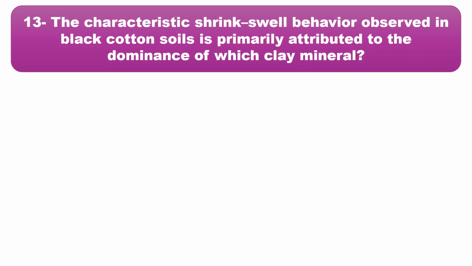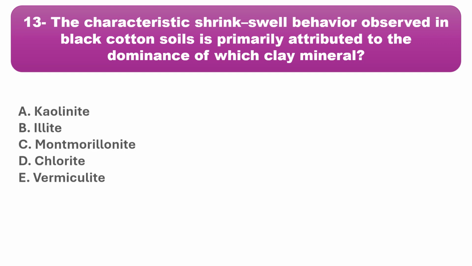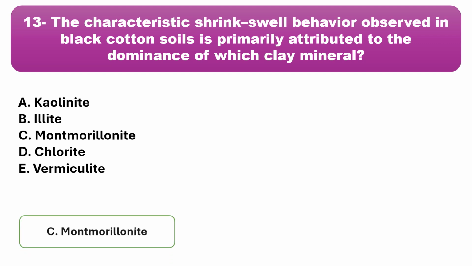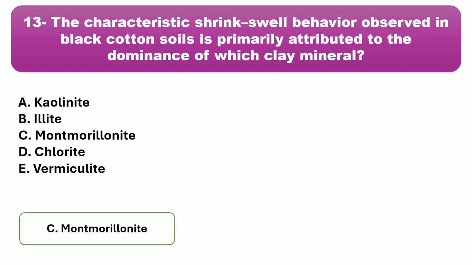weathering. Next question. The characteristic shrink-swell behavior observed in black cotton soils is primarily attributed to the dominance of which clay mineral? The options are A, Kaolinite, option B, Illite, option C, Montmorillonite, option D, Chlorite, and option E, Vermiculite. See, the answer here is option C, Montmorillonite. And Montmorillonite is a clay mineral which is responsible for the shrink-swell behavior observed in black cotton soils.